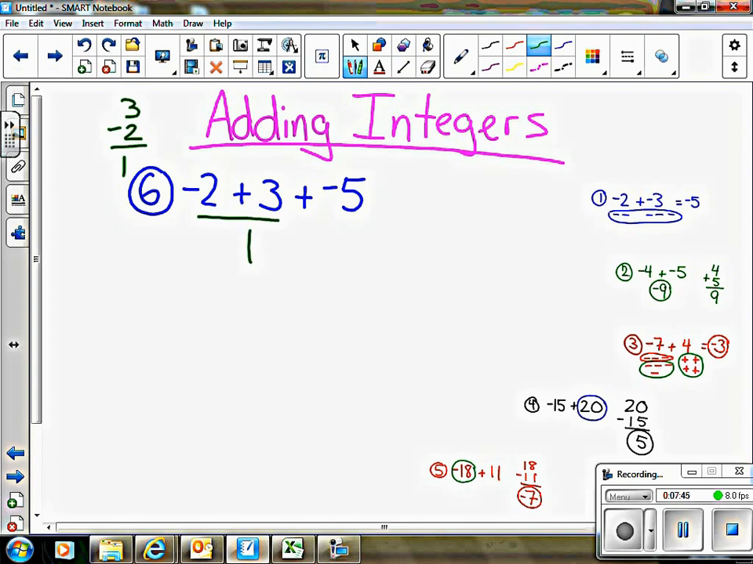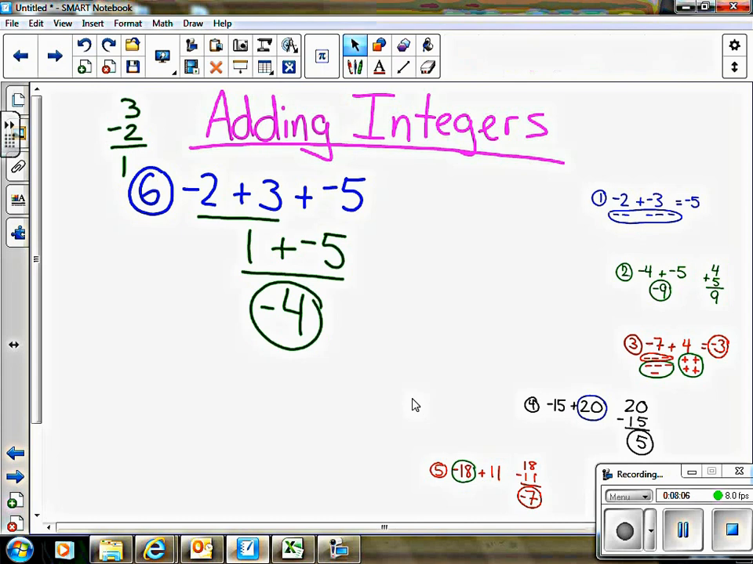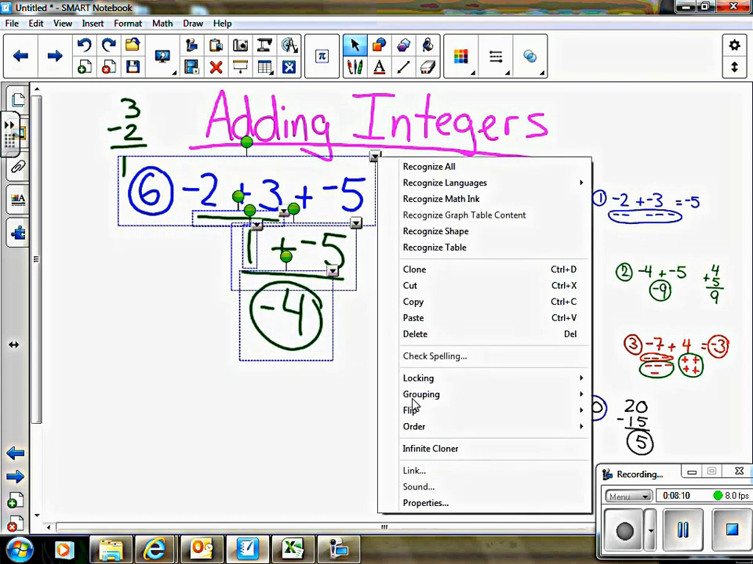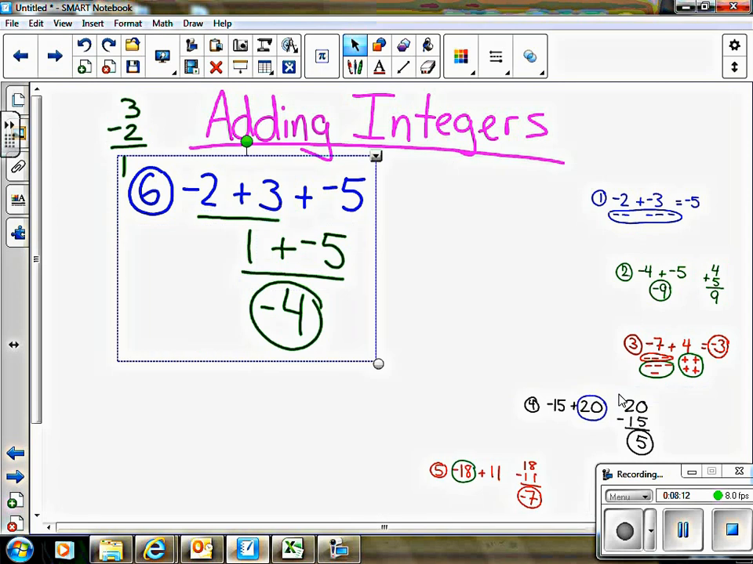And since the 3 is positive, and it's the bigger of the 2, this is going to remain positive. I'm going to bring down my plus negative 5. Now, again, in my head, I'm going to think the difference in the absolute values is 5 minus 1, which is 4. However, since the 5 is negative, the answer must be negative. So I end up having negative 4 as my answer. This is one way of doing it when we're just going from left to right. Perfectly acceptable doing it this way.